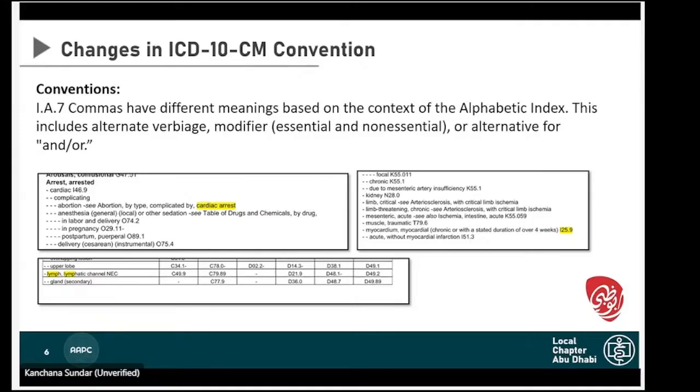So the comma has brought in a lot of information, and it might be initially confusing, but if you are leading according to the instruction provided in the alphabetic index, I'm very sure we will be led to the appropriate codes. So this is about the convention changes, and we didn't see many convention changes except for commas. We'll go to the next one.